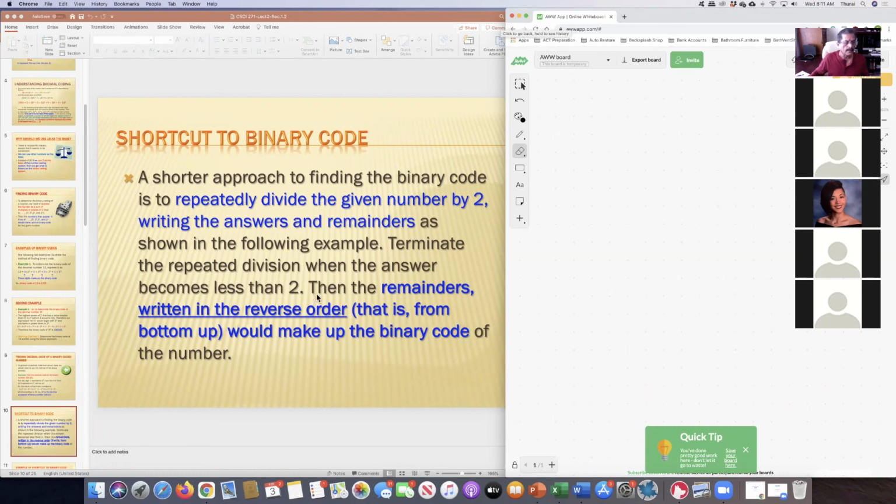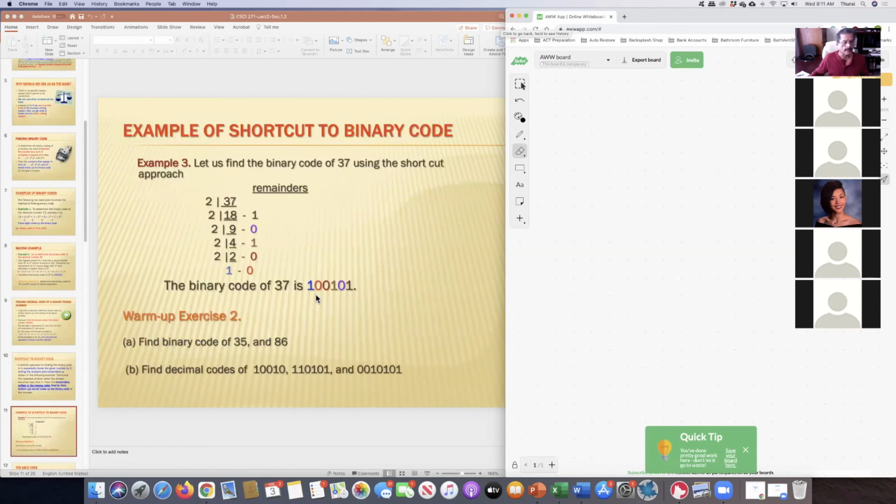Okay, so here is a quicker way to find binary code. I'm going to explain on the board. What you do is you divide the given number, in this case 37, by 2. 2 is our base, so you have to divide it by 2. 2 goes into 37 18 times with the remainder of 1. The remainder will be either 1 or 0. You write that on the side.